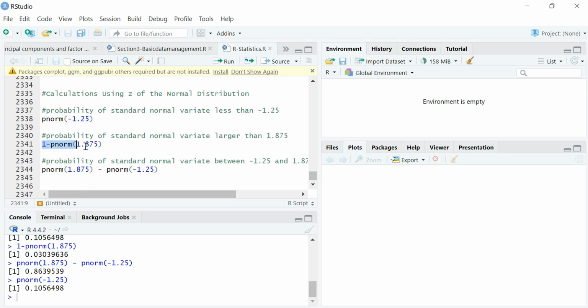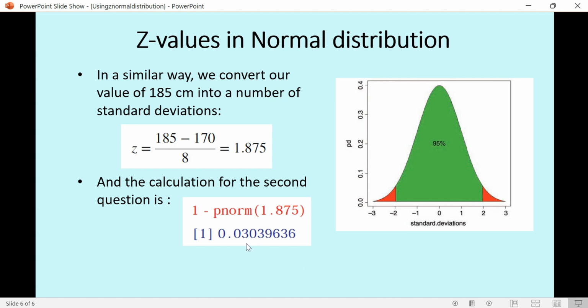So the probability of a standard normal random value larger than 1.875 is 1 minus pnorm of 1.875. So it's about 0.03. So this is to say about 3% of the people are taller than 185 cm in this data example.